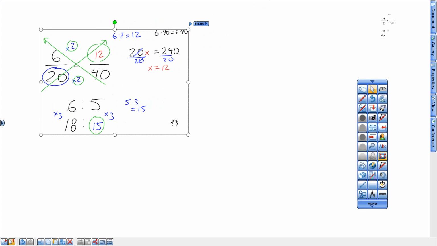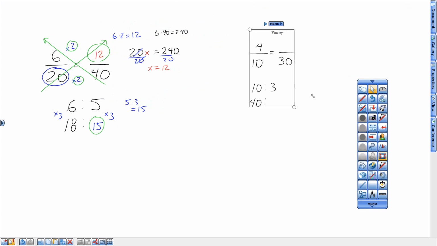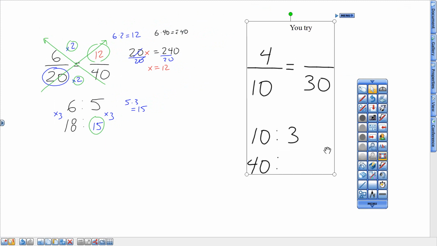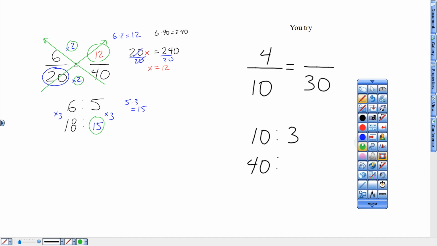I'm going to have you try this set right here. Again, trying to find that missing number by doing a little detective work. Looking at what I'm doing to 10 to get this 30, doing a little detective work. Looking at this 10 down here to get this 40, do the same to 3, do a little detective work. Next word is brown. Brown. All right, keep going.